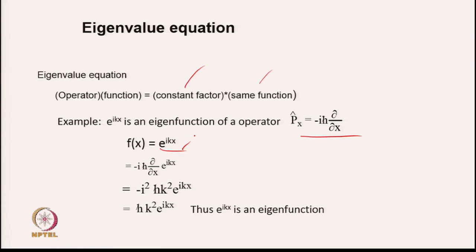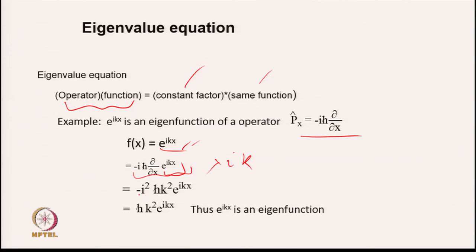If we get it, then we will say that this function is an eigenfunction of the momentum operator. So, let us apply the operator to this function. What you will get is minus i h cross del by del x of this function. When you differentiate this, what you are going to get is this total thing multiplied by i k.